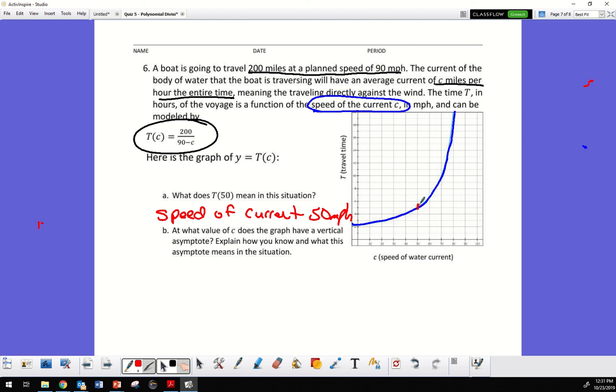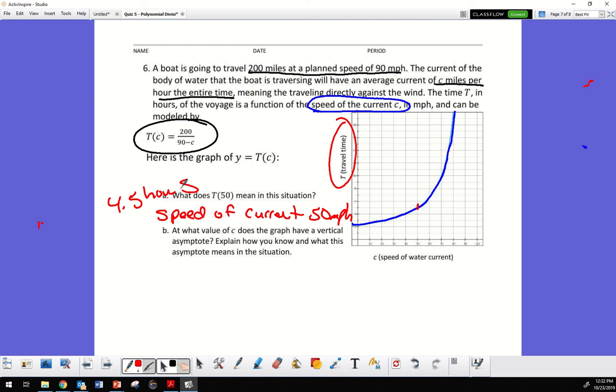Alright, so right about there, what does it look like on your guys'? Because mine is kind of blurry. 4.5? Okay, so now what is the time going to mean? 4 hours and 30 minutes. Yeah, 4.5 hours. So that's what we're getting that from. It's looking for the time. So if the speed is 50 miles per hour, it's going to take me 4.5 hours to travel that distance. Awesome.